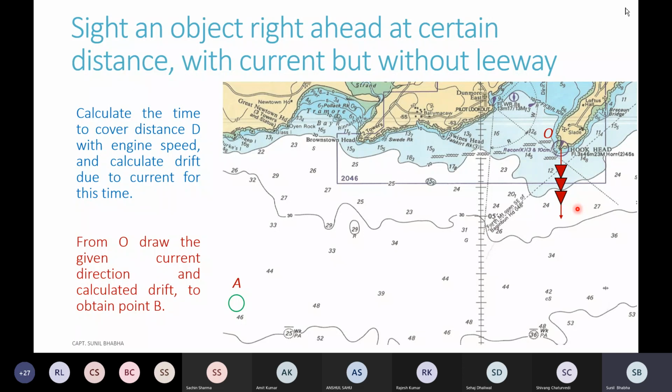The point where the current vector ends, let's name that point as Bravo. So you see on the plot, Oscar Bravo is the current vector. The duration of the vector is the time required for us to cover the given distance. You can see it here also, the set and drift is for the time which is required to cover the given distance with our engine speed.